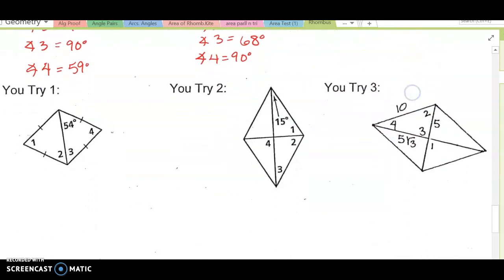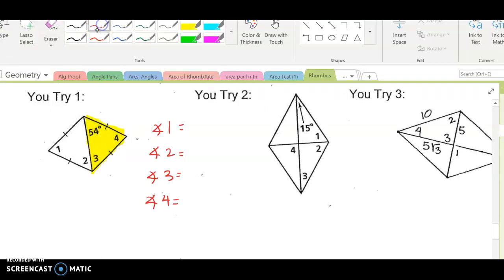All right, so I've got 3 you-try problems here. I want you to pause the video and give it your best effort, and then we'll check and see how you did. You try 1 here. I hope you were thinking that 2 and 3 would both be 54 because it was 54 at the top there, and in fact this would be 54 also. And then you have a yellow triangle that is congruent to the white triangle on the left. And so you could do what? 180 degrees minus 54 minus 54, and that would leave you with 72 degrees for angle 4.